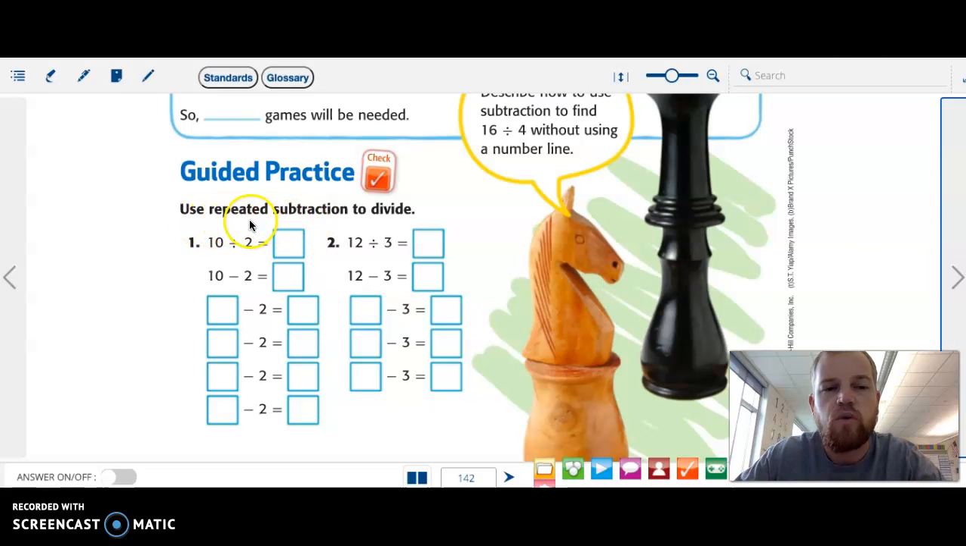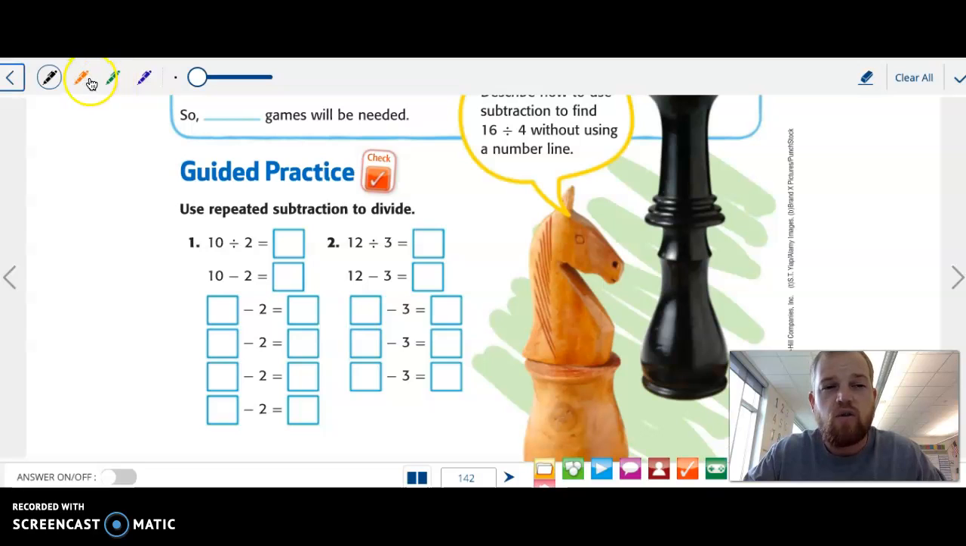We're going to use repeated subtraction again to divide. I have my problem here: 10 divided by 2. I'm not really sure what that is, but I do know that I can use subtraction for it. I'm going to take 10 and subtract 2, and I end up with 8. Then I carry that over. You're always taking your answer and dropping it down, then repeating.